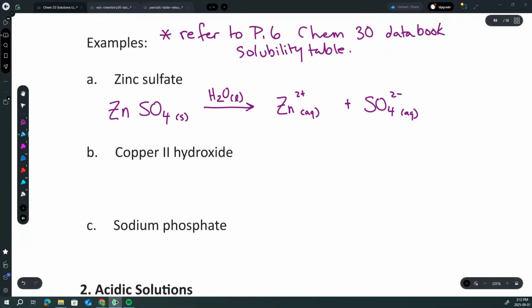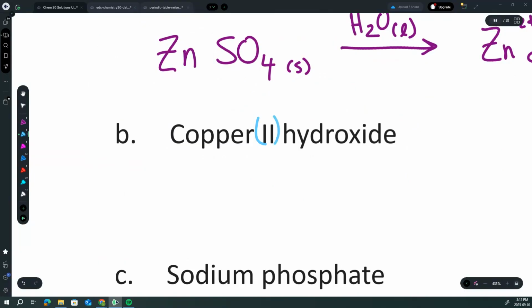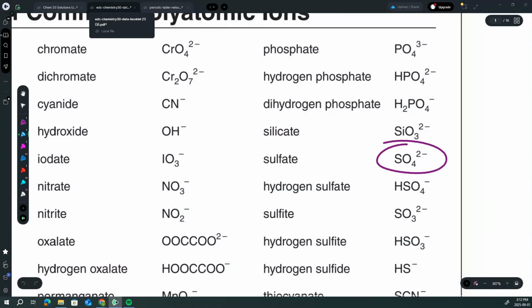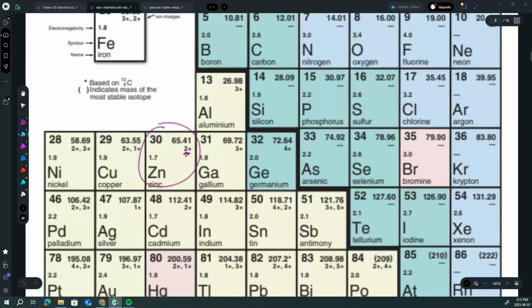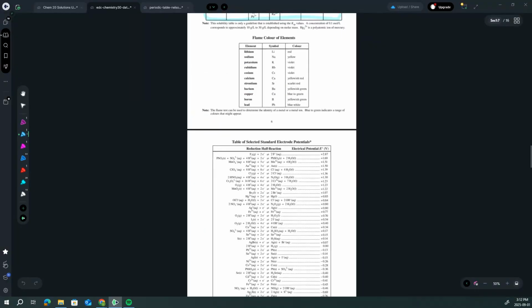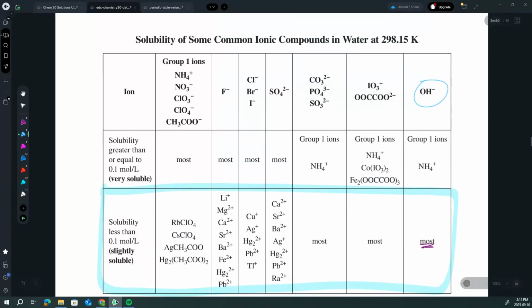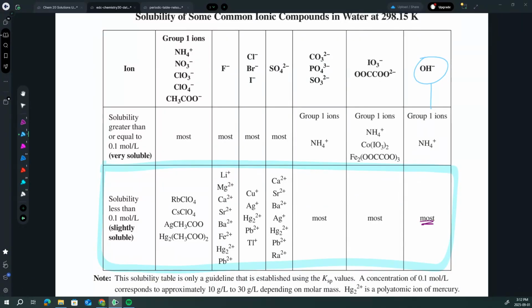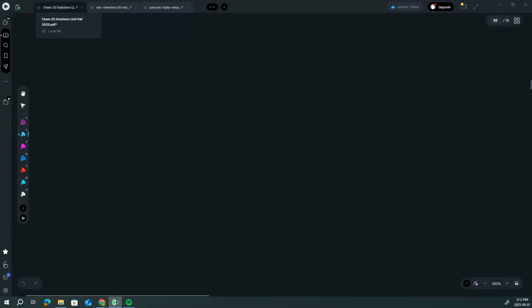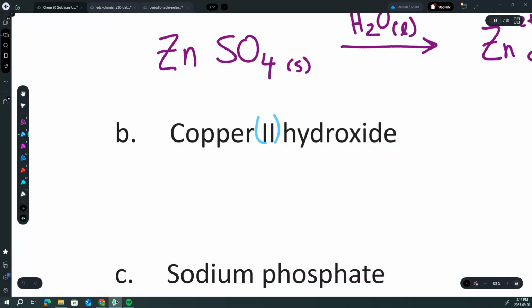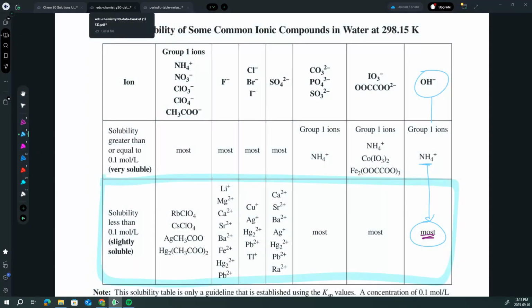Okay. Next one, we have copper 2 hydroxide. Looking at our solubility table here, let's zoom out. Okay, so hydroxide is here. Copper is not in group 1, nor is it ammonia. So then I'm going to go down and say, okay, it falls under most. So that means copper 2 hydroxide, since we found it in the last row, is insoluble in water.